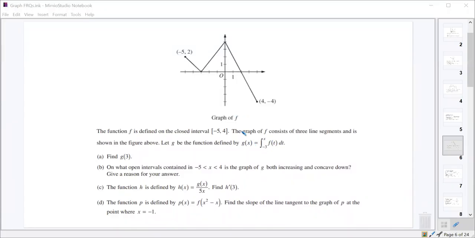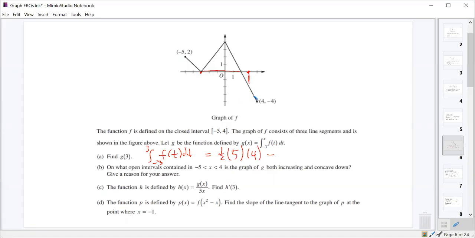All right. G is the integral from -3 to x of f. This is f. Find g of 3. That'd be the integral from -3 to 3 of f. So here's -3, right? Here's 3. Integral from -3 to 3 ought to be this first triangle, which ought to be 1/2 the base, which is 5, times the height, which is 4. And then minus whatever this little triangle down here is.